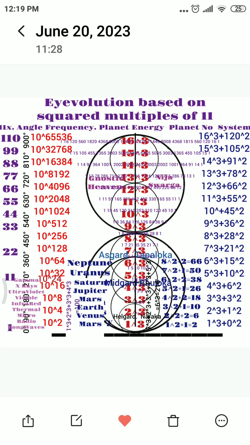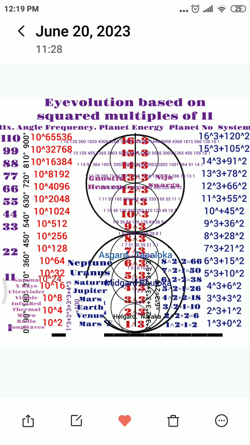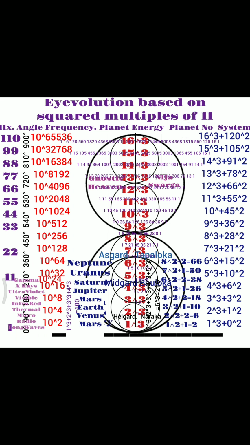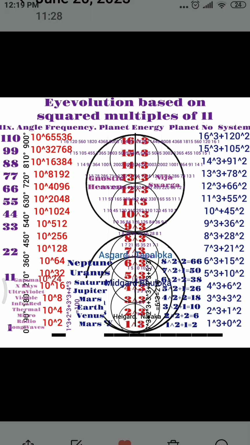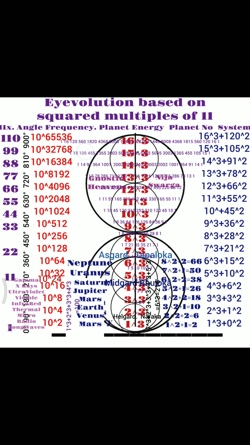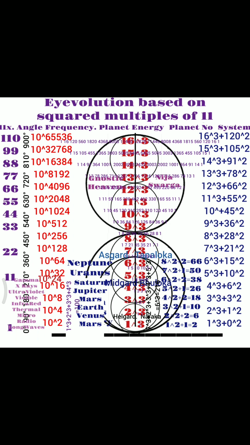Here, the first one is the multiple of 11, number 11. Second one is angle. Third one is frequency. Fourth one is planet associated, and energy. This is the number of the planet, planet number is this one, and the system is this one. And behind this you have Pascal's triangle. Of course, Pascal's triangle is the very basis for everything.